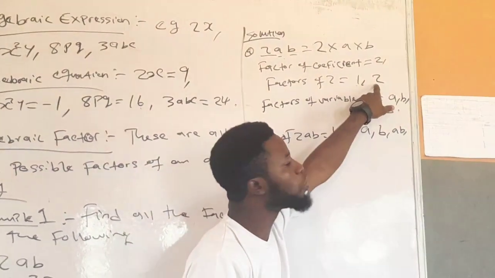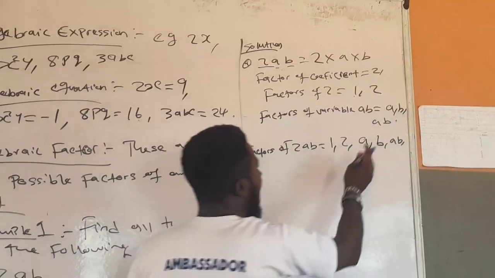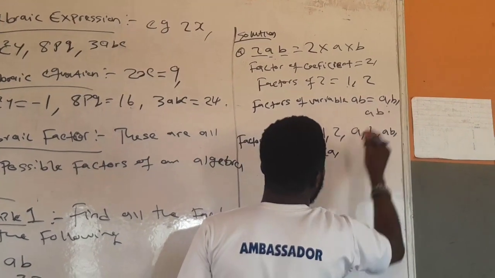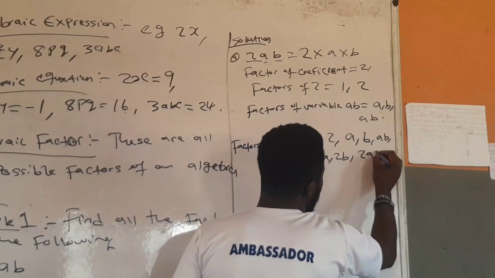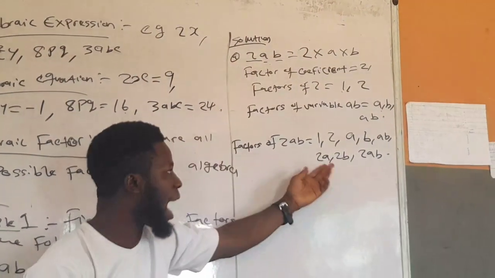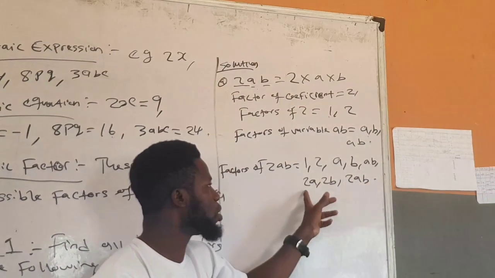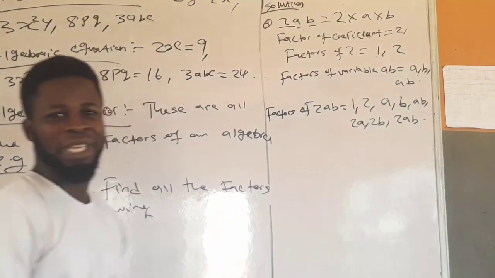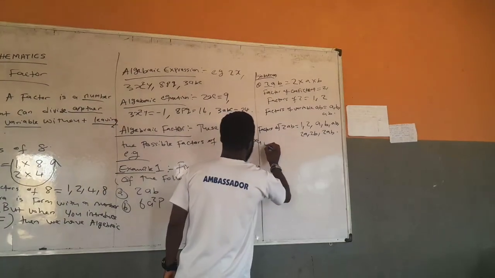Then I go to the second factor of my coefficient, which is 2. I have 2 times A, which gives 2A. I have 2 times B, which gives 2B. 2 times AB is 2AB. Therefore, all the factors of 2AB are 1, 2, A, B, AB, 2A, 2B, and 2AB. You can see how simple this is once you understand the secret to this. Let's go to the second one.